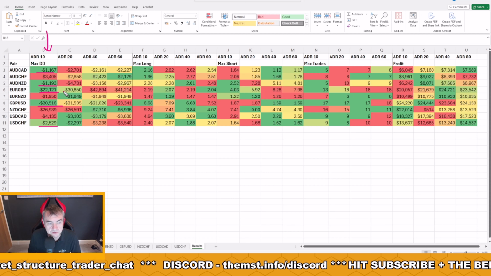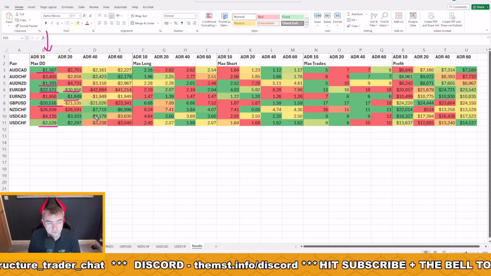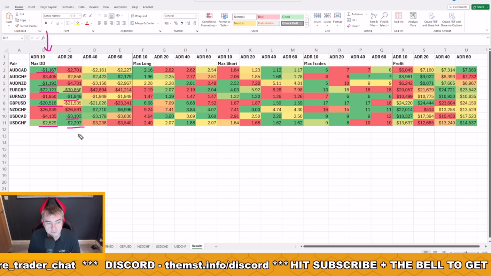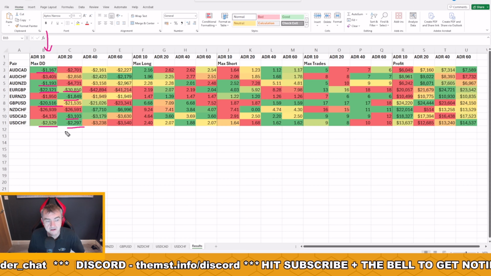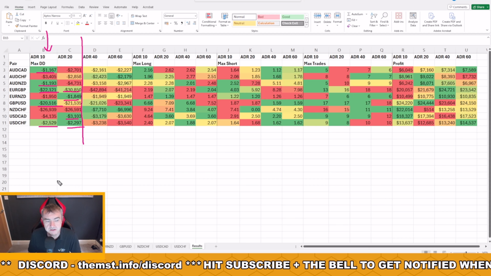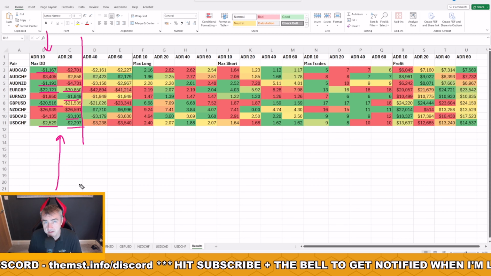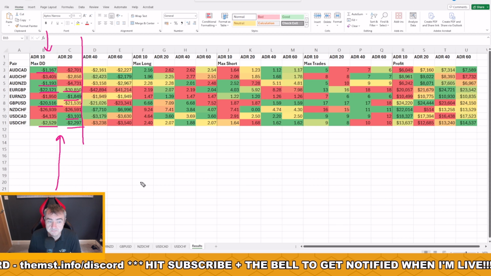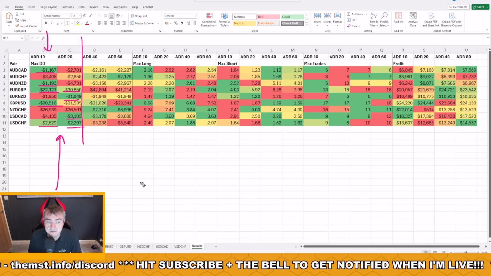ADR 20 was also very good for the Euro pound, Euro New Zealand, US dollar CAD, US dollar Swiss. So again, much better to use lower ADR. So lower ADR settings will give you less drawdown on your account, which is something that's very important as position traders. The other thing that ADR will affect is the lot size.